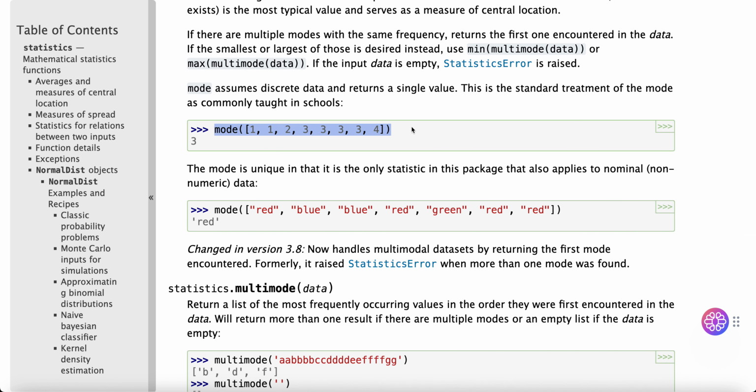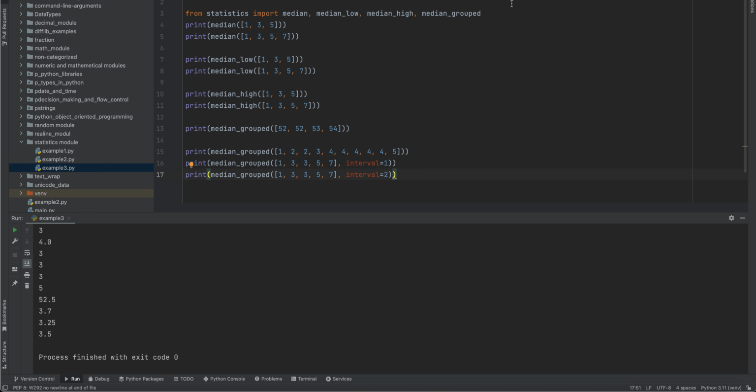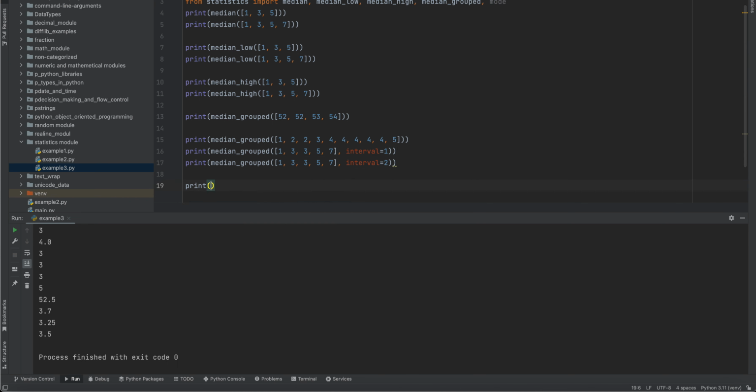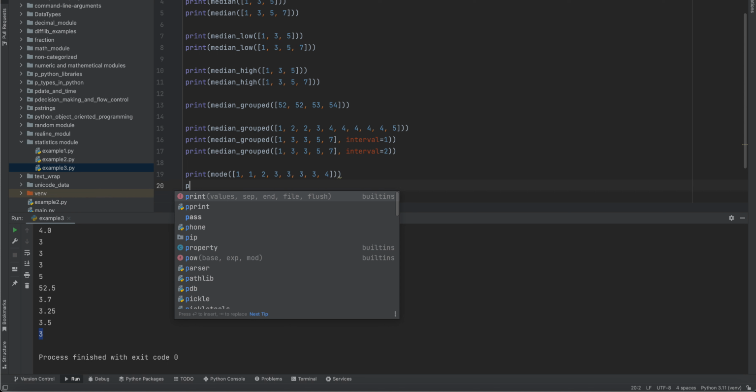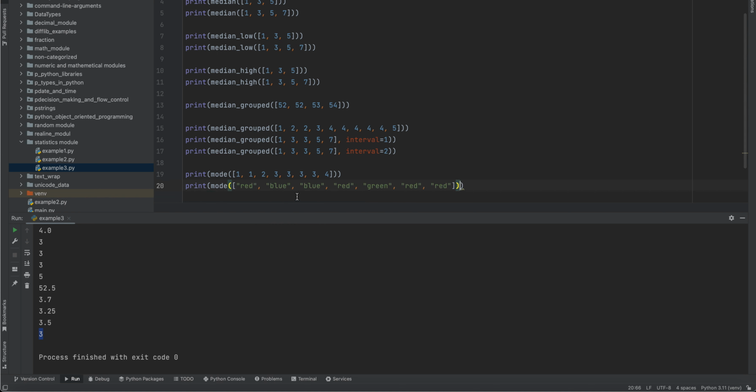Mode. Let's print mode, print mode of 3, 1, 2, 3, 4, highest. The mode is unique in that it is the only statistic in this package that also applies to nominal non-numeric data. Mode of this, print mode of this: red, blue, blue, red, green, red, red, red.